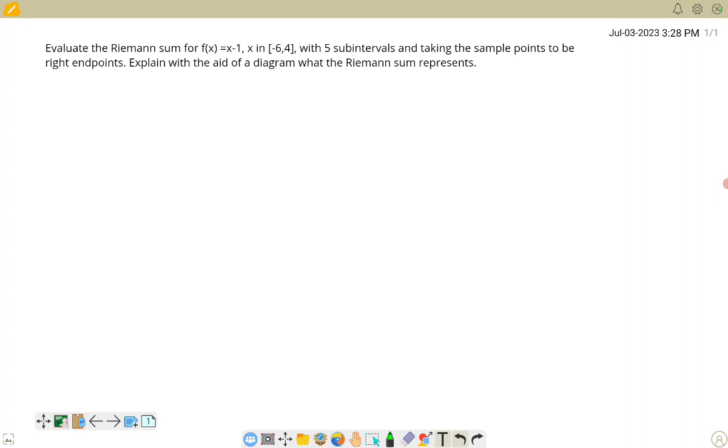Today we'll be looking at an example problem. This one's going to be another Riemann sum type of problem, and we're heading towards the idea of the definite integral.